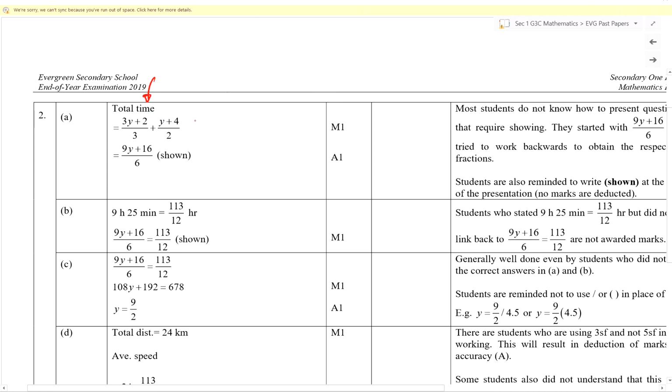So once you have the two different expressions for the two different parts of the journey, the time is just distance divided by the speed. So fraction plus fraction, make the denominator the same, which in this case clearly it is 2. So you multiply by 2, here you multiply by 3, get the answer. Write down that you have shown it, because in the question they ask you to show. So you have to write down that it is shown. So presentation needs work over here. Okay, so please write down the shown.